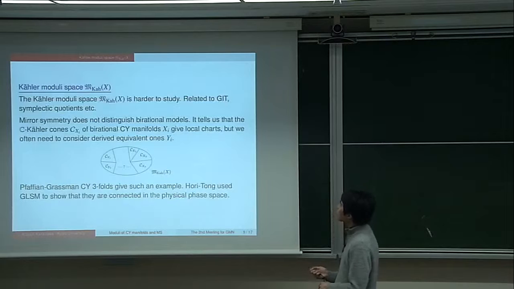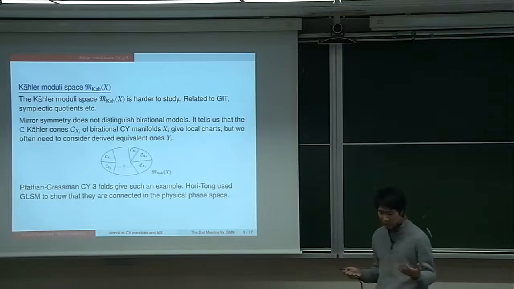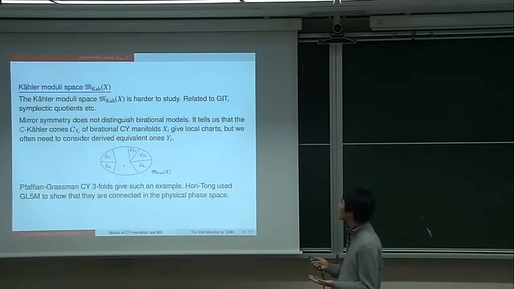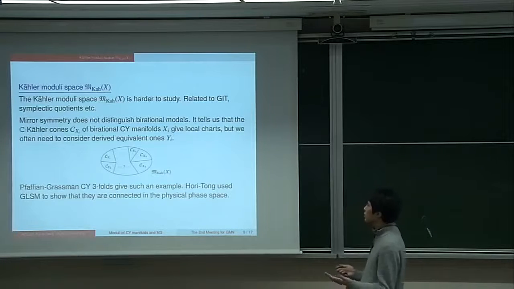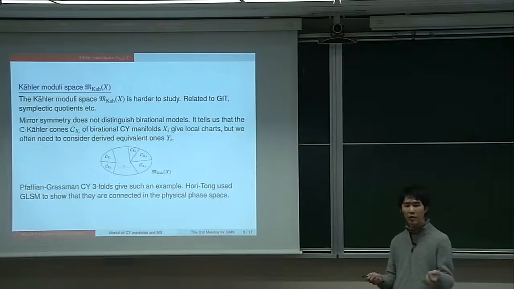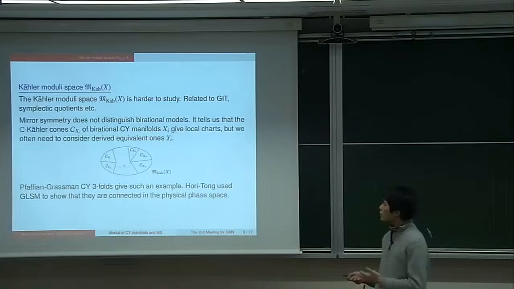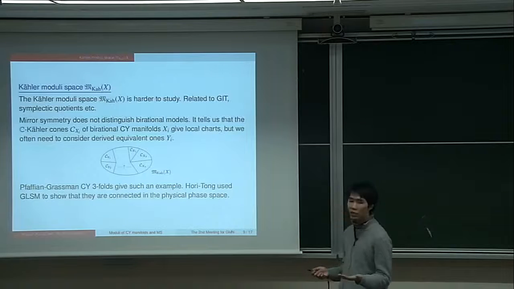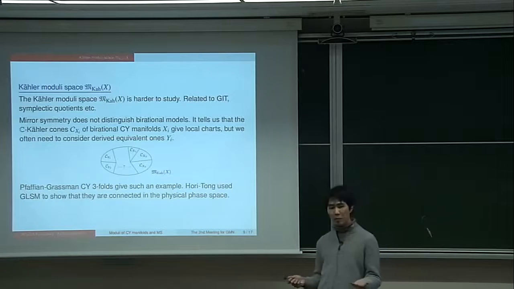The Kähler moduli space is much harder to study, and it's related to GIT and symplectic quotients. So for example, if your symplectic manifold is realized as a symplectic quotient, you can vary the symplectic structure by changing the level set of the moment mapping. But it's not true that you can always have such a description, or it may not be intrinsic.